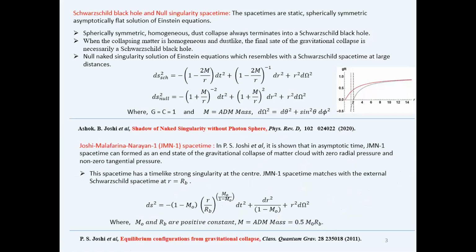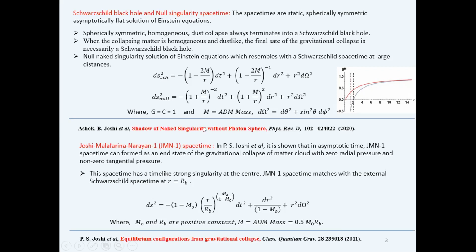Here I will briefly introduce the Schwarzschild, null, and JMN (Joshi, Malafarina, Narayan) spacetimes. These spacetimes are static and spherically symmetric, and they have space-like, null, and time-like singularities respectively. In Schwarzschild spacetime, the singularity is hidden within the event horizon and is a space-like singularity.